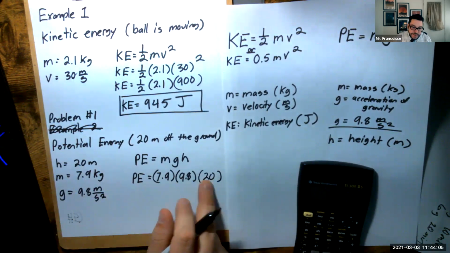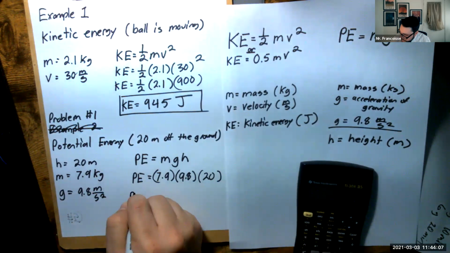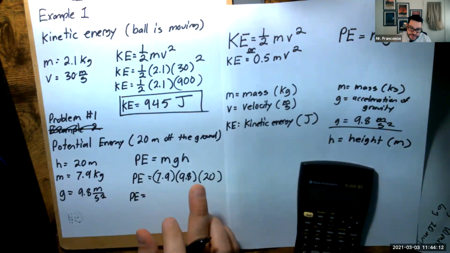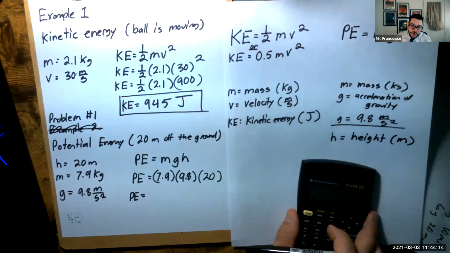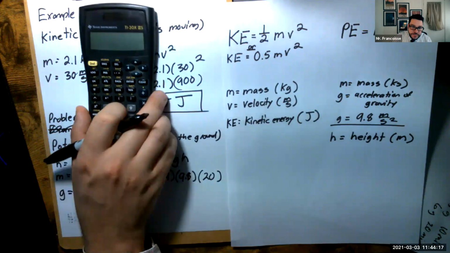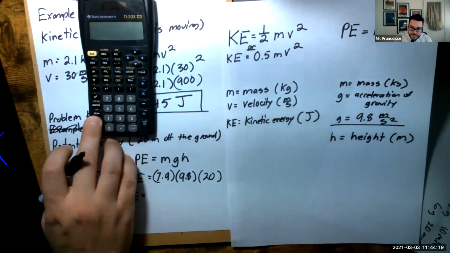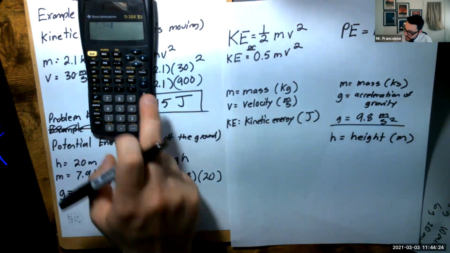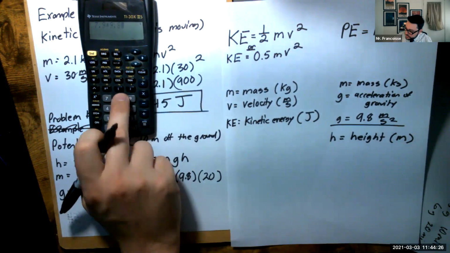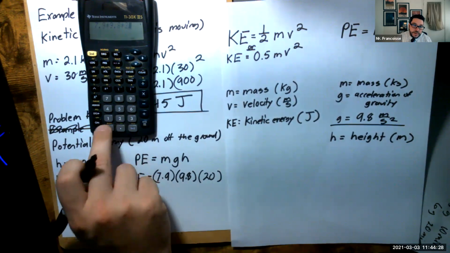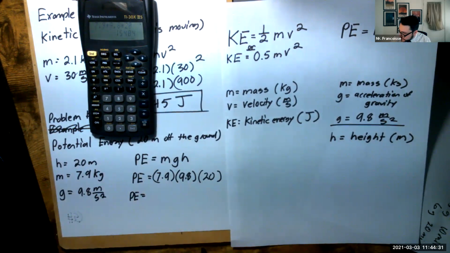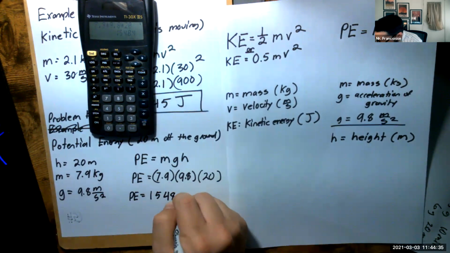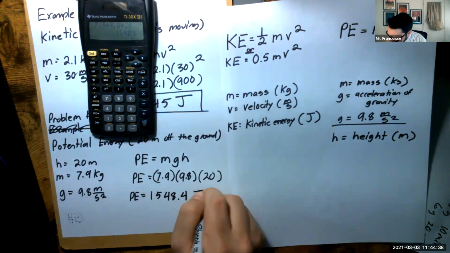Okay, so we know our height is 20 meters. So we just plug it in. Potential energy is going to be equal to our mass times acceleration of gravity times our height. So mgh. So we have 7.9 times 9.8 times 20. So we're going to get 1,548.4 joules is our answer.